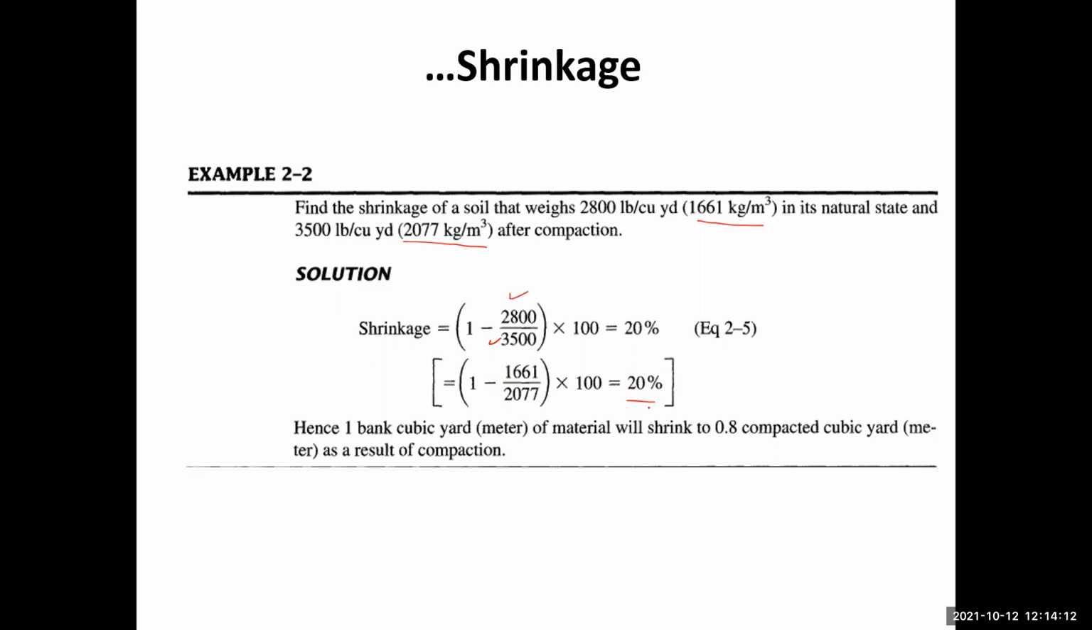So in this case, the answer will be 20%. So 20% is the shrinkage percentage, okay? So how to interpret it? Hence one bank cubic yard of material will shrink to 0.8 compacted cubic yard as a result of the compaction. So 20% means there will be 20% reduction. The remaining will be 80%. So 1 cubic yard will shrink to 0.8 cubic yard of material.